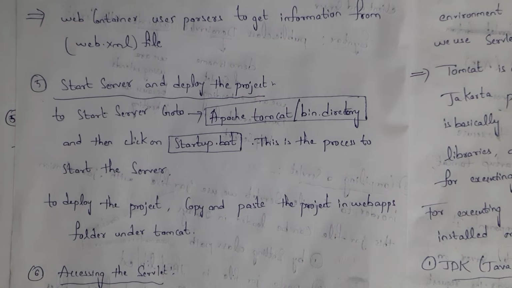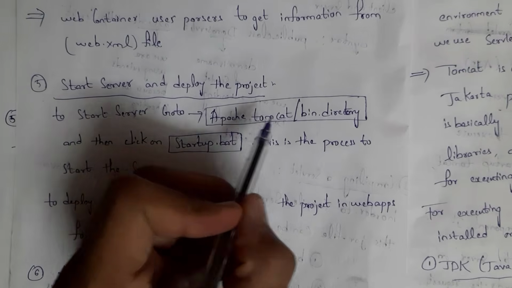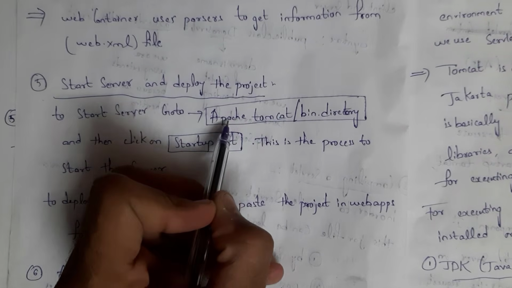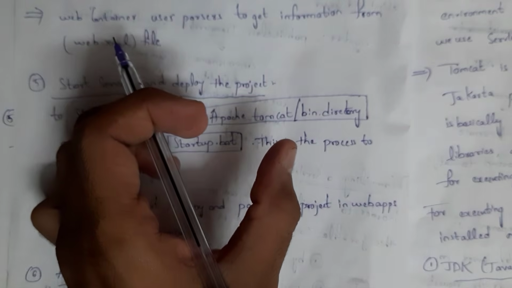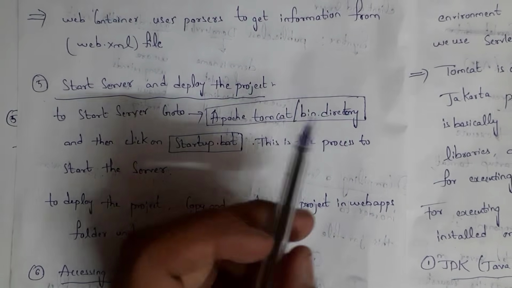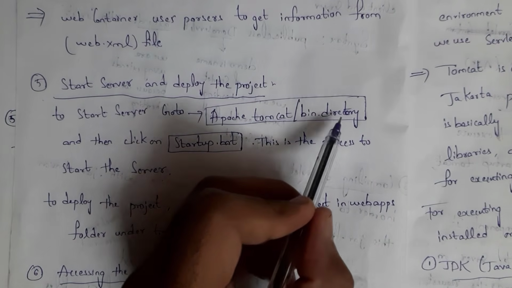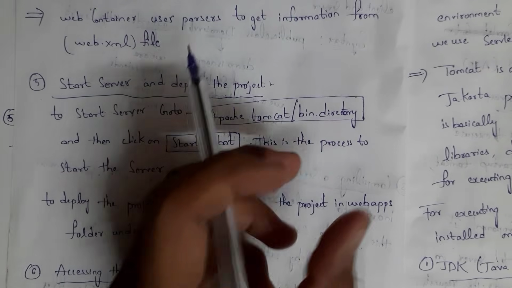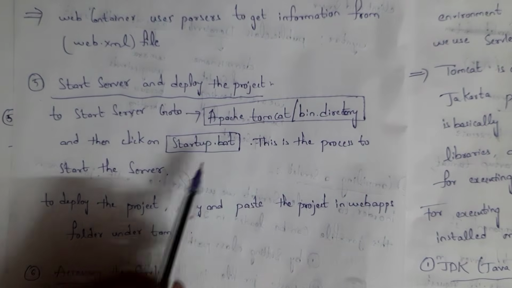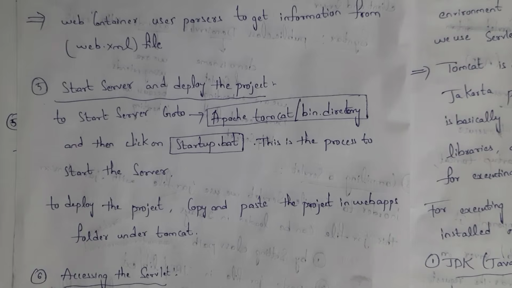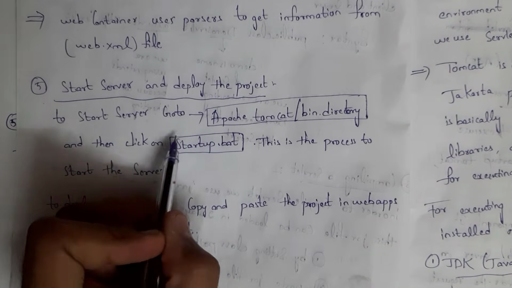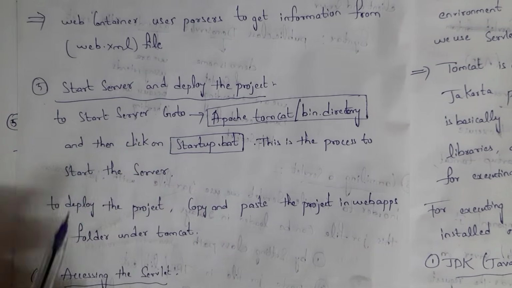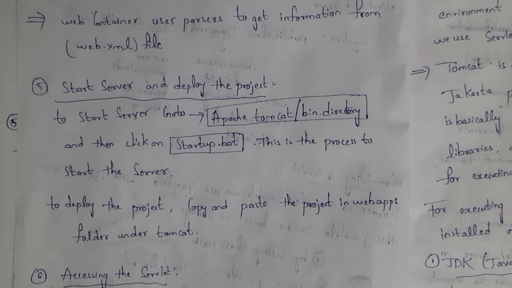In the fifth step, we will start the server and then we will deploy the project. In order to start the server, at first you need to open the Apache Tomcat folder, and inside the Apache Tomcat folder, there is another folder called the bin directory. Open this bin directory folder, and inside it there is one file called startup.bat. You need to open this startup.bat file, and when you click on this file, your server will start.